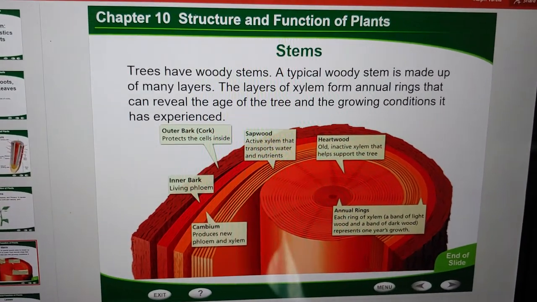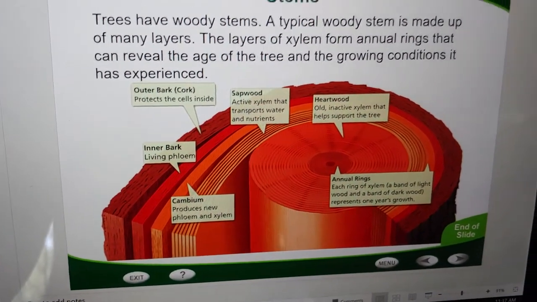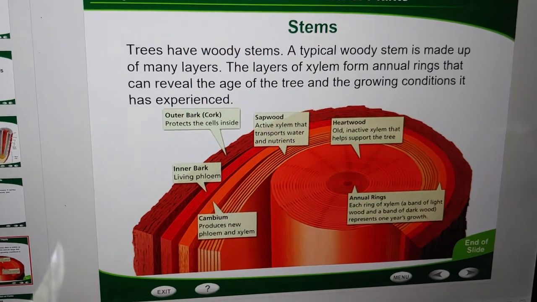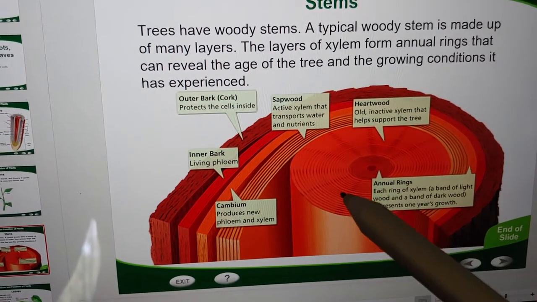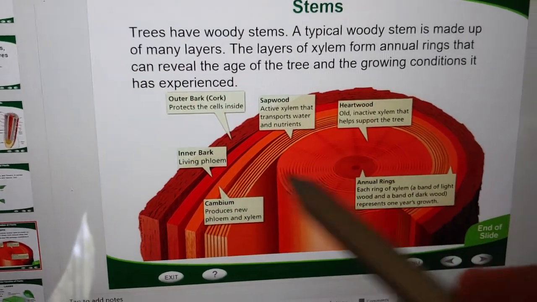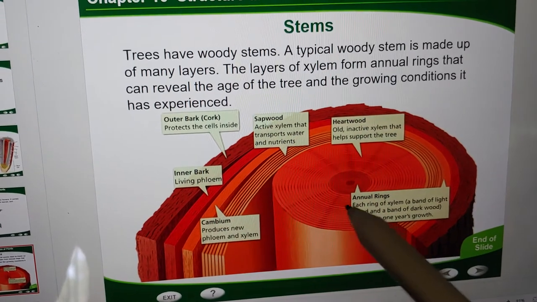Okay, we are still under stems, but now we're gonna talk about tree rings. Many people know that you could determine the age of a tree by counting the rings, but many people don't know how to count the rings and they count them wrong. Well, before we get to the tree rings, let me show you how the wood is divided up.